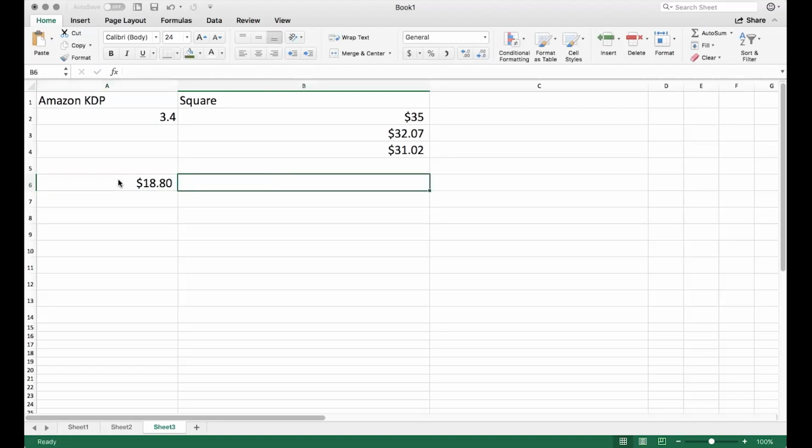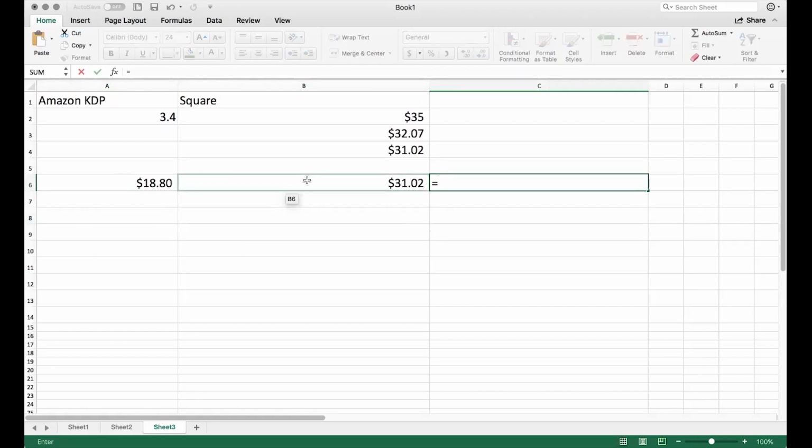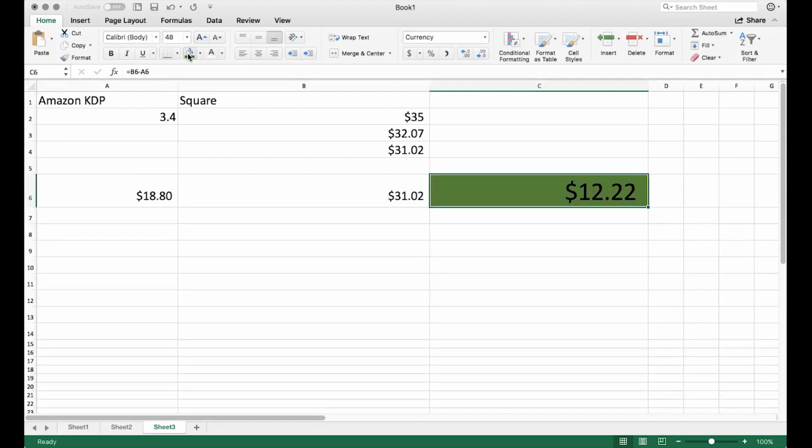And then on my own website, I'm keeping $31.02. So let's do equals this minus this. I get to keep an increase of $12.22 when I sell my printed book on my own website versus through Amazon.